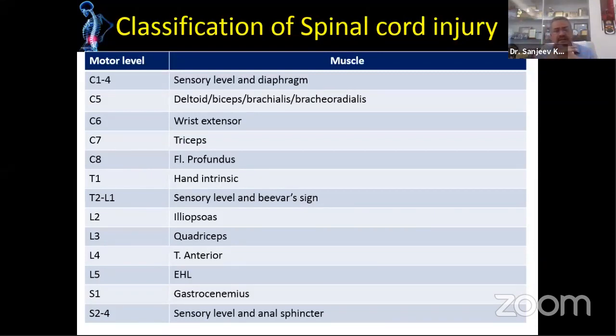So now what happens? There are different levels of injury. As the topic given to me concerns mobility in the case of paraplegia.